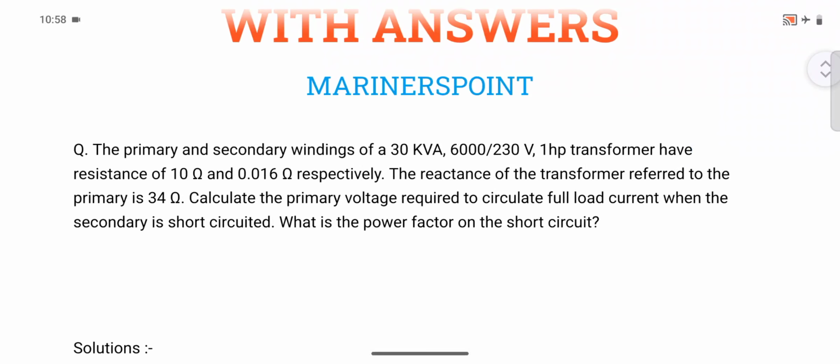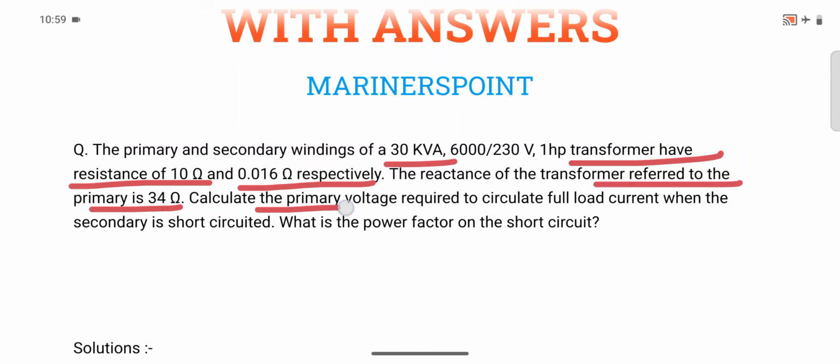The primary and secondary winding of a 30 kilovolt ampere 6230 volt 1 horsepower transformer have resistance of 10 ohm and 0.016 ohm. The reactance of transformer referred to the primary is 34. Calculate the primary voltage required to circulate full load current when the secondary is short circuited. What is the power factor on the short circuit?